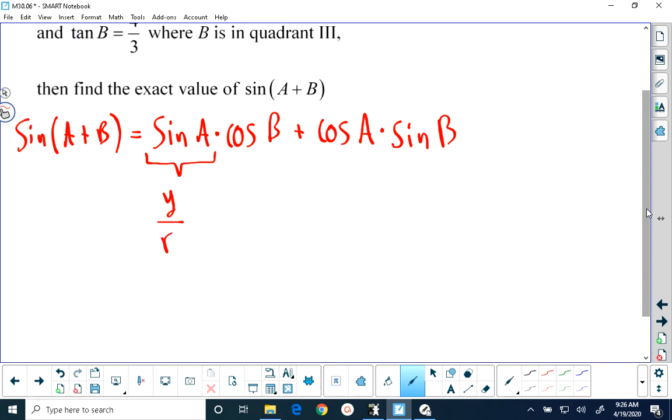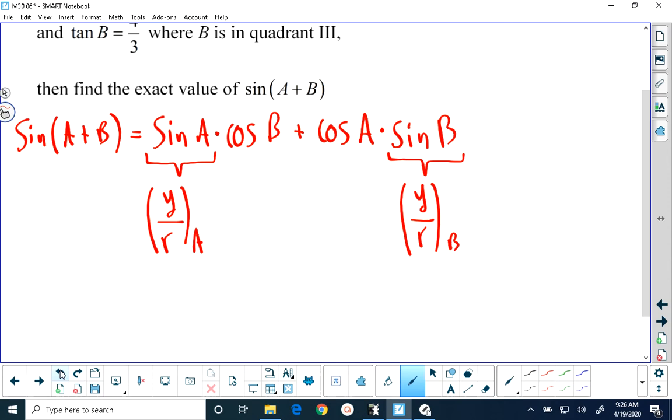Now, I'm going to go over here and talk about sine of B. Sine of B will be a y coordinate over an r value. The difference is, since angle A is in a different location than angle B, the y and r for angle A is not going to be the same as the y and r for angle B. So I'm just going to put a subscript on this and say that this y over r has to be for angle A, and this y over r has to be for angle B.